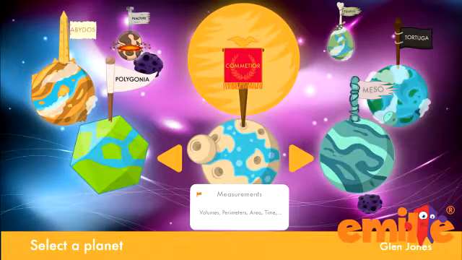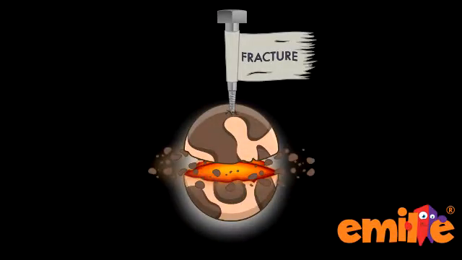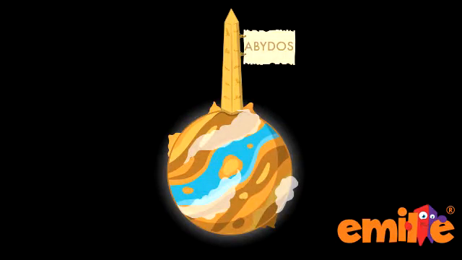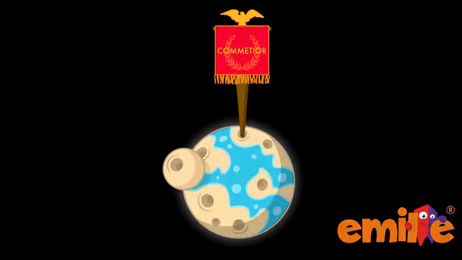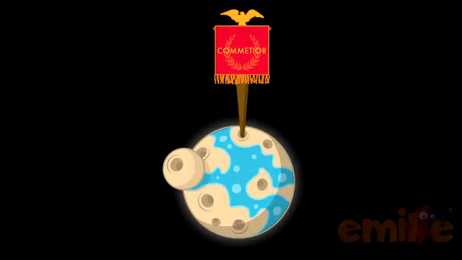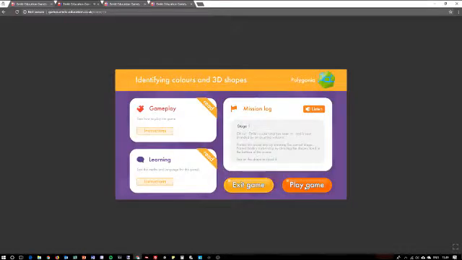So Emile is set across a universe of mathematics, with each planet representing a different aspect of mathematics. So we have the planet Fracture, which covers fractions, the planet Abydos, which covers statistics, and the planet Cometeo, which covers measurements. I'm going to very quickly show you a few of our games, so you can get a feel for the product. So every game presents like this.